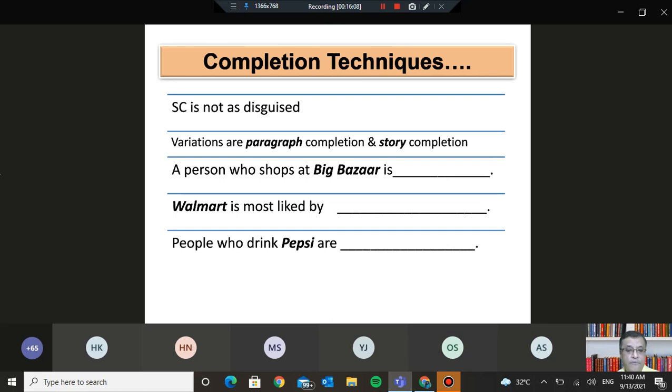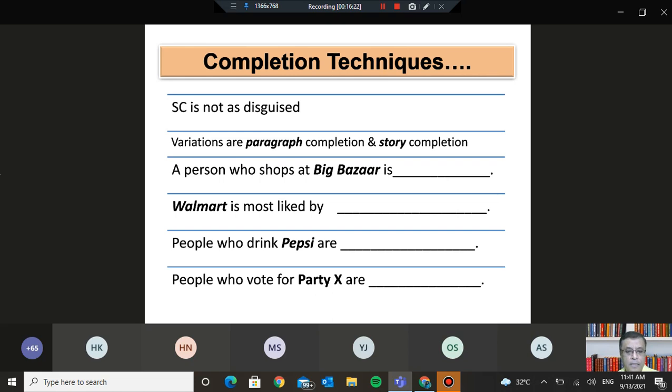See, people who drink Pepsi are. This is another example of this completion technique. People who drink Pepsi are dash. So it can again be a word, a phrase, even a paragraph. Then another example, people who vote for party X are. Again, you are leaving that incomplete, and you expect the person to complete it for you, and based upon the words used by the subjects, you will interpret and arrive at certain inferences, and then you may present your findings.